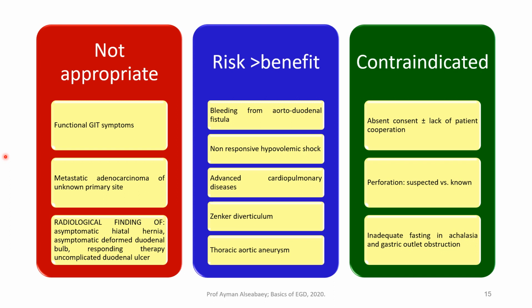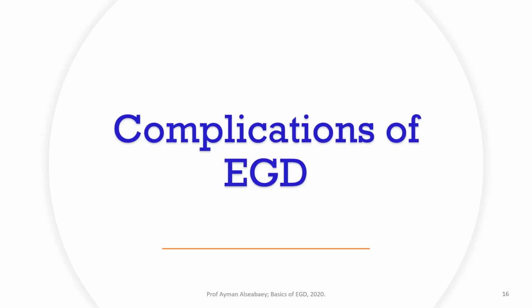Perforation is a contraindication for endoscopy, as you know. Inadequate fasting in achalasia and gastric outlet obstruction, because if the patient didn't fast for at least 24 hours, there is high risk of aspiration and pneumonia. The patient will not die from achalasia, but he will die from what? From pneumonia.